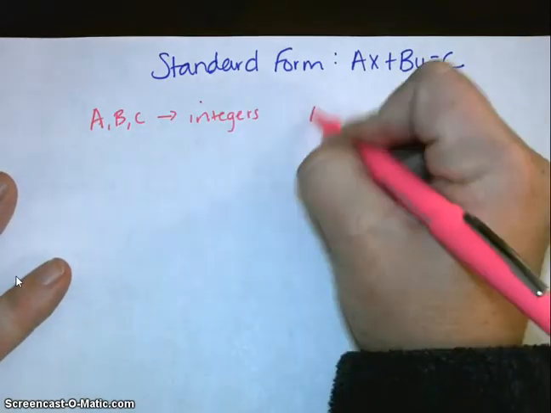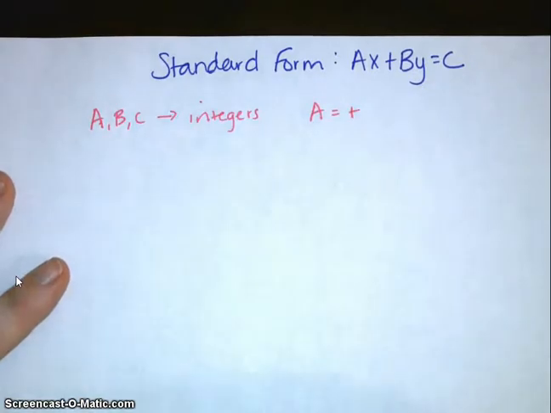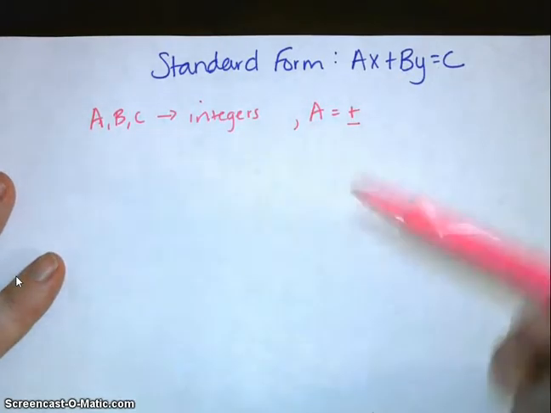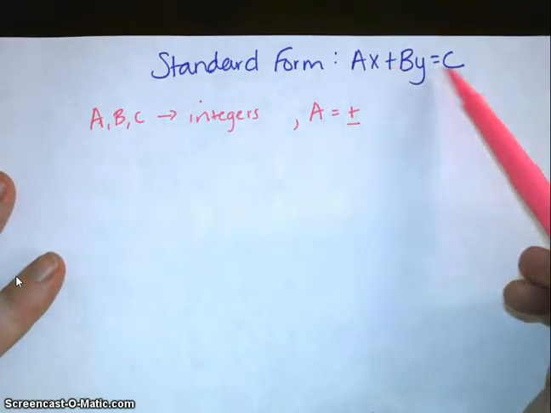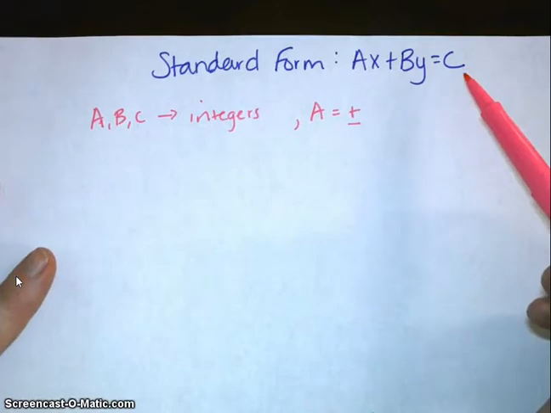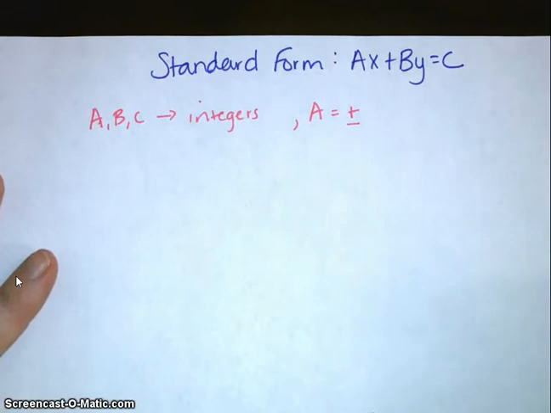Also, a always must be a positive number. So if it's a negative, we must multiply the entire equation through by a negative in order to make it positive. It needs to be in the correct order, ax plus by equals c. In order to get to standard form, most of the time we start with a point and a slope, just like we've always been given, and we go from point slope to slope intercept to standard form. So let's take a look at an example.